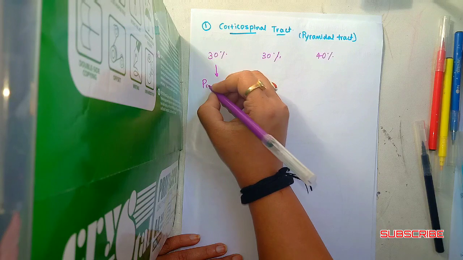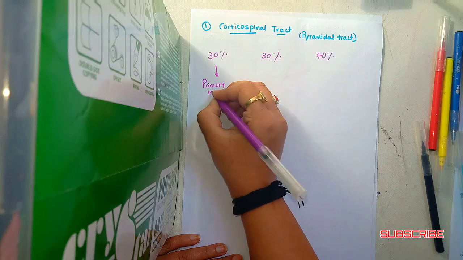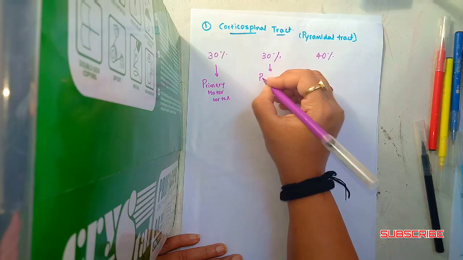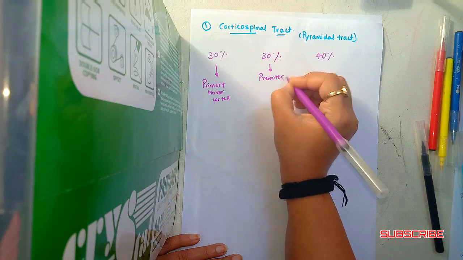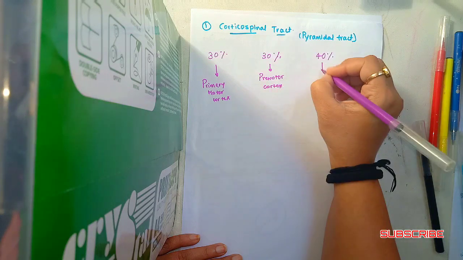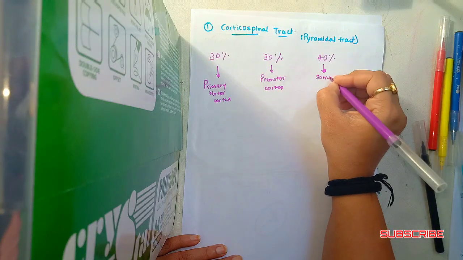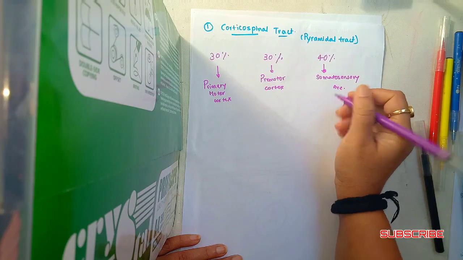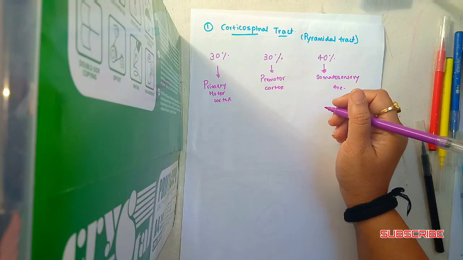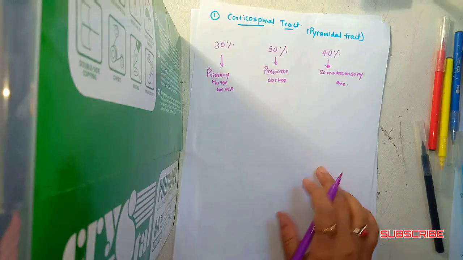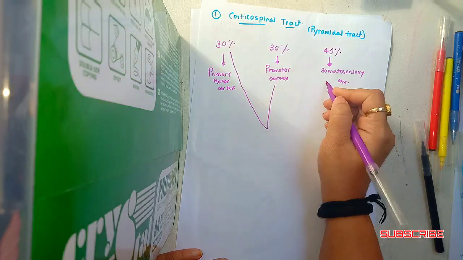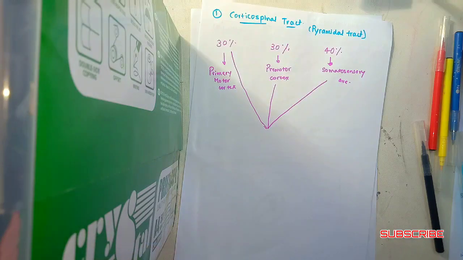30% from the primary motor cortex, 30% from the premotor cortex and 40% from the somatosensory area. Okay, so from here the fibers will originate and go to the posterior limb of the internal capsule.